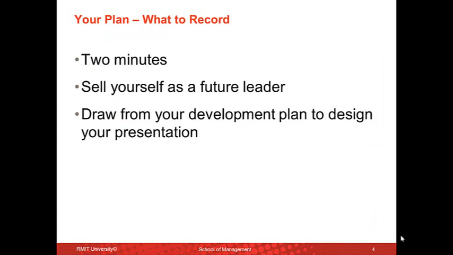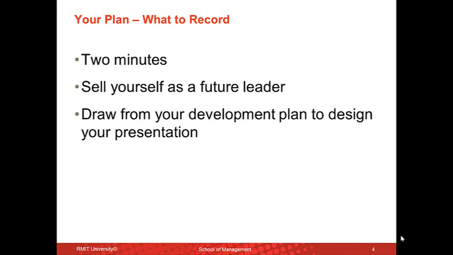The recording, what is it we're asking in this 2 minutes? You can record on any device you like, and we'll work out in terms of technology how we can allow you to submit that via the course website. The important thing is you've only got 2 minutes. And what you're trying to do with this 2 minutes is to sell yourself as a future leader.